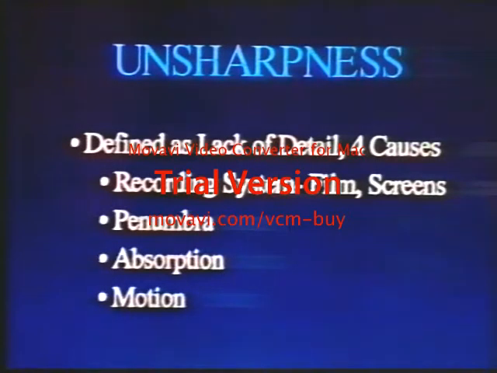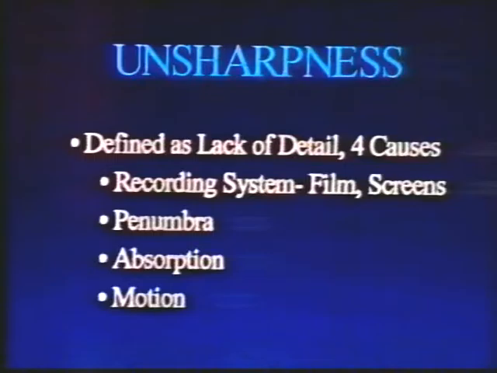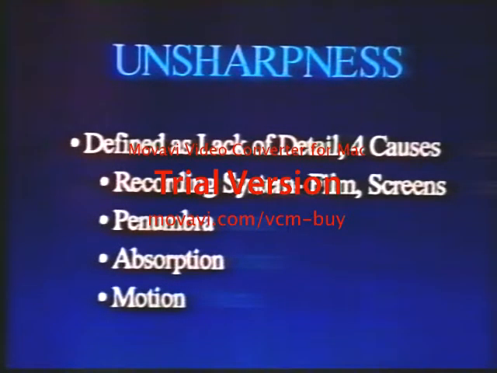Unsharpness can also create problems for us. Unsharpness is defined as a lack of detail, and there are primarily 4 causes of unsharpness in radiography. Number 1 is the recording system, or the film-screen combination used. This area will be discussed more in the section on film and screens.